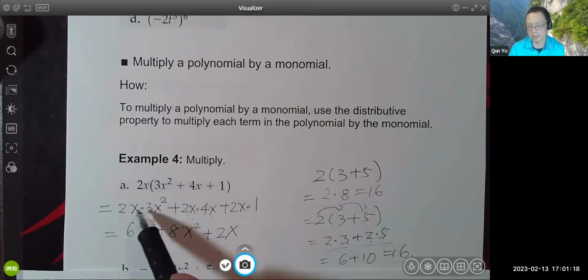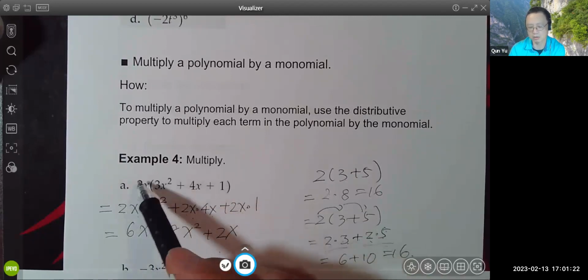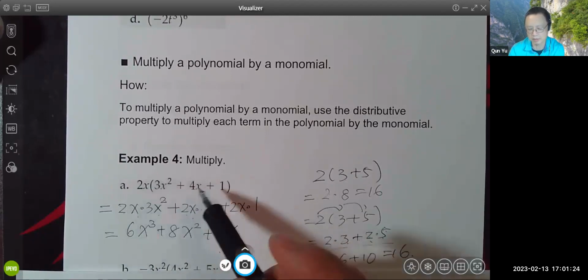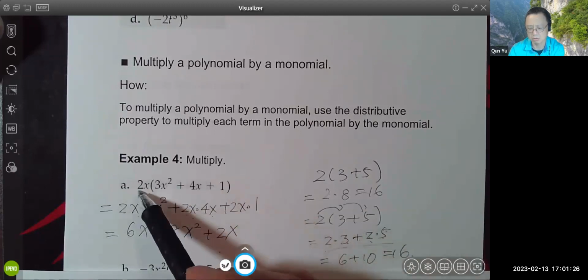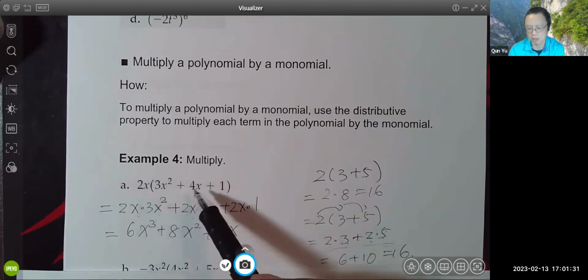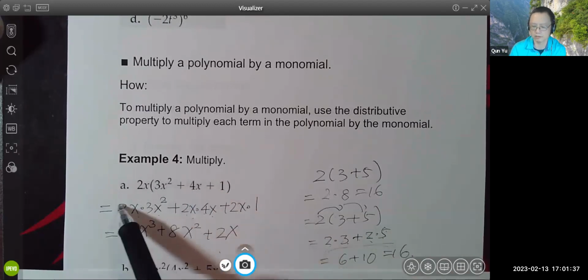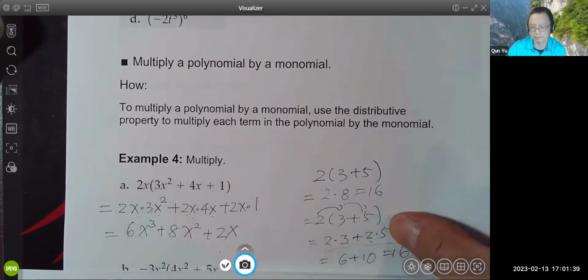Actually, we can save this step because once you understand you need to do distribution, do this in your head because the numbers are really small. 2 times 3 is 6, x times x squared, x cubed. 2 times 4 is 8, x times x, x squared, and so on. So we don't need to go through this first step, actually.